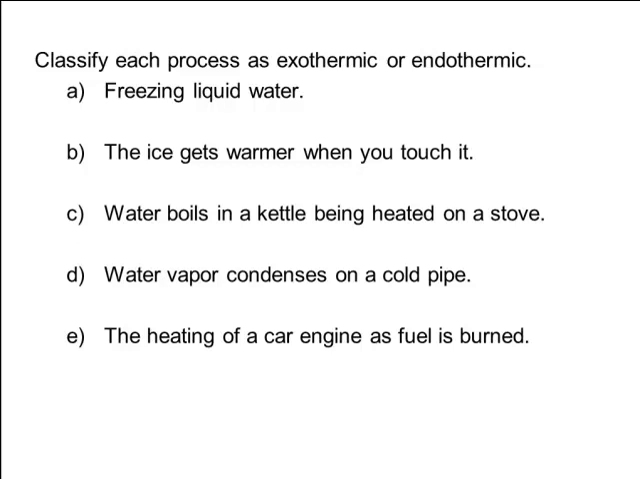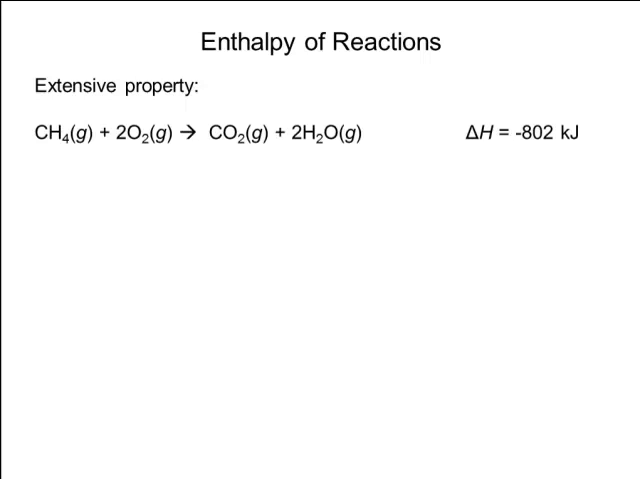Now, when we get to chemical reactions, we're going to talk about something called enthalpy of reactions. Thing to keep in mind, enthalpy of reactions is going to be an extensive property, which means it's going to depend on the amount of material you have. When we write these out, we're going to have our balanced chemical equation, and then to the side of it, we're going to have our delta H value. So in this case, CH4 plus 2O2 gas goes to form CO2 gas plus 2H2O. That delta H is going to be equal to a negative 802 kilojoules.